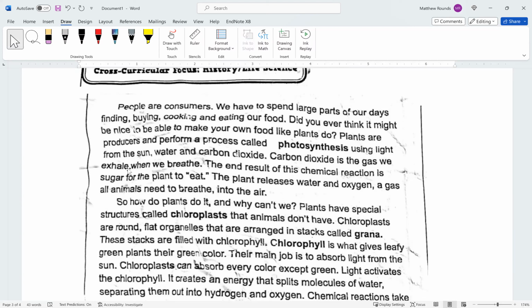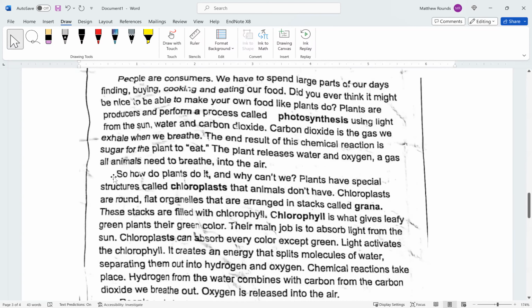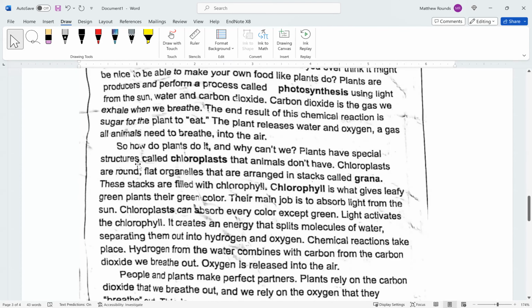How do plants do it? And why, stop, stop. How much did I ask you to read? A paragraph? Yes, is that paragraph over? Yeah. So where it's indented, see how "So how" is indented? That's the new paragraph. So I'm going to read that.